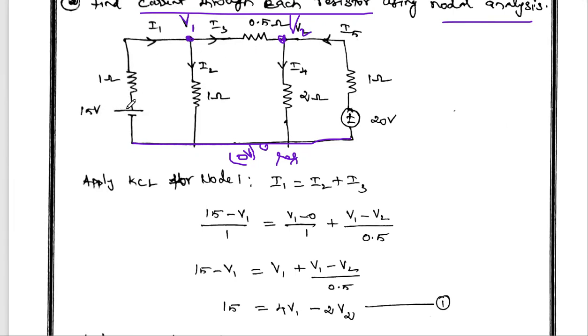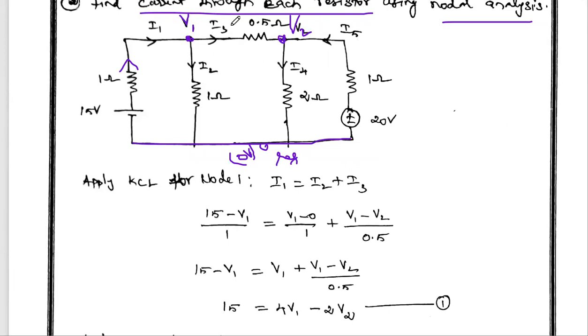Using this 15 volt battery there is a current, some I1. You take the first variable I1. I1 is flowing through this entire 1 ohm resistor. Next, let us consider the current flowing through this 1 ohm resistor as I2. Similarly, the current flowing through this 0.5 ohm resistor, you take as I3. The direction of this current is your wish.